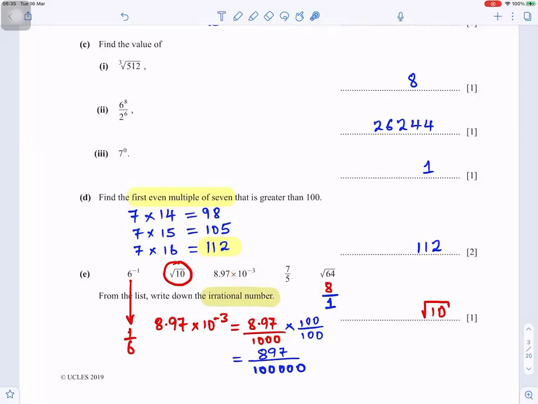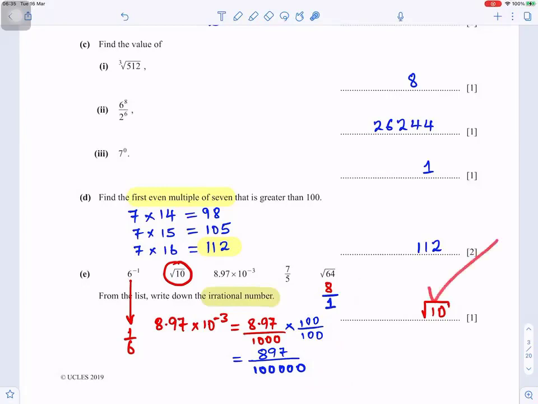And if you multiply by 100 over 100, which is the same as times by 1, this will become 8.97 times 100, which gives you 897. 1,000 times 100 will give you 100,000. So you can express that as a fraction, p over q. Square root of 64 is 8, and you can write it as 8 over 1.